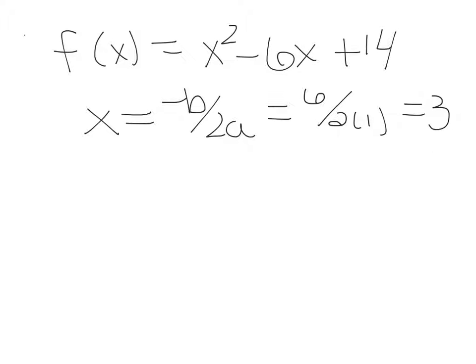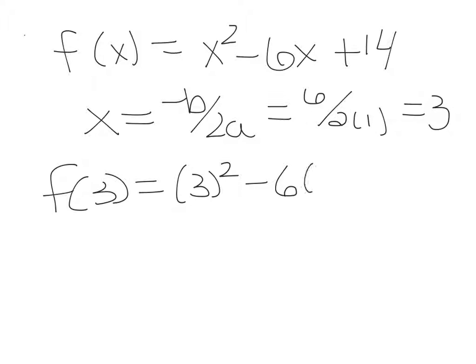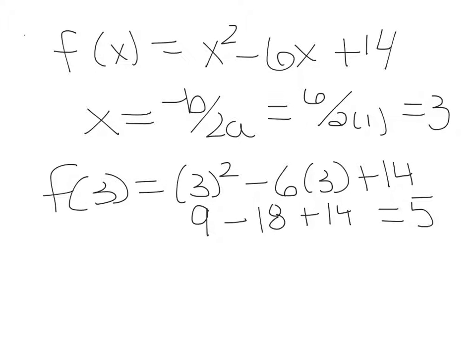And to find the y part of my vertex, you have to plug in this 3. So f of 3 equals 3 squared minus 6 times 3 plus 14. You have a calculator handy, I'm sure, so you could type this in. I don't. So 9 minus 18 plus 14 is going to get me 5. So now my vertex would have to be (3, 5), which is letter A.